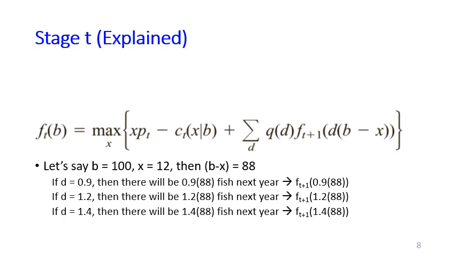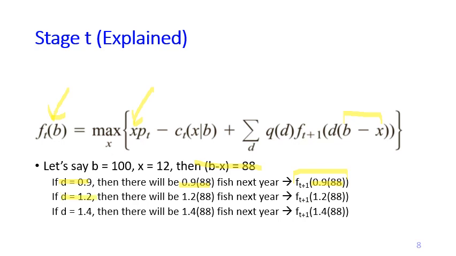Let me give you some numbers to make it more concrete, okay? Let's say at the beginning of the year you have 100 fish in the lake, and then you catch 12 of them. So at the end of this year you will have 88 fish left in the lake, right? Now let's say if D equals 0.9, it means that next year you will have 0.9 times 88 fish, such that you will begin next year with the state of 0.9 times 88.